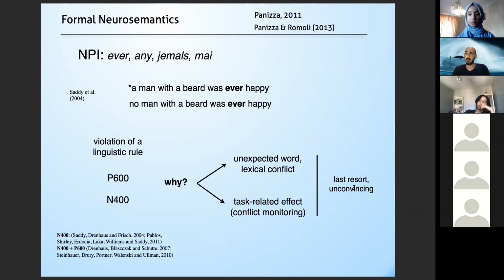The problem is that, as I told you last time, these are sort of last resort explanations that are not really convincing, because if you do expect an N400 every time that you have an unexpected word, then you should get an N400 for any grammatical anomaly, for any syntactic anomaly, because any syntactic mismatch is induced by a word that you would never expect due to the fact that it's ungrammatical. Okay, so that's not a great explanation.